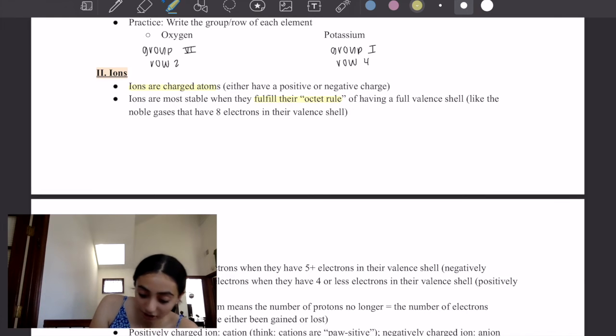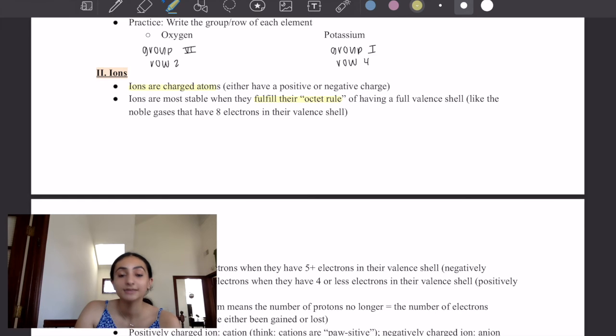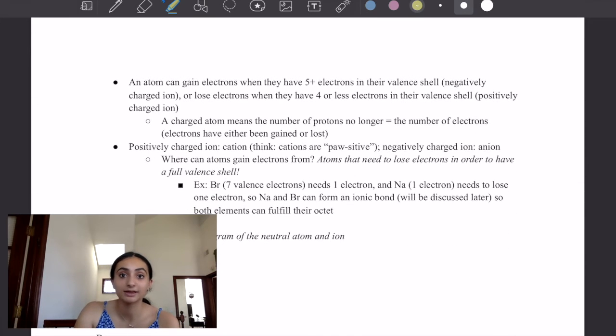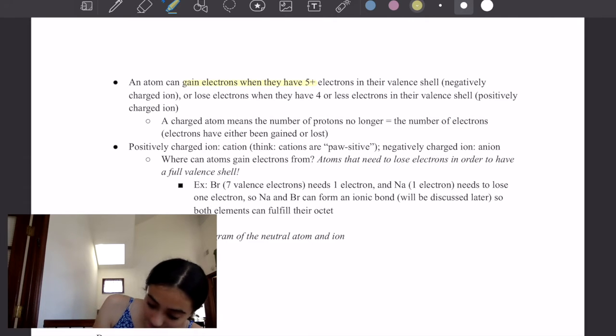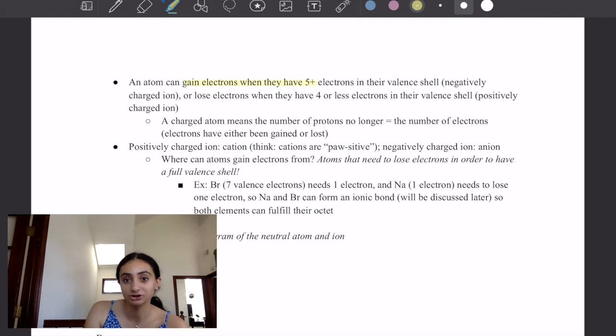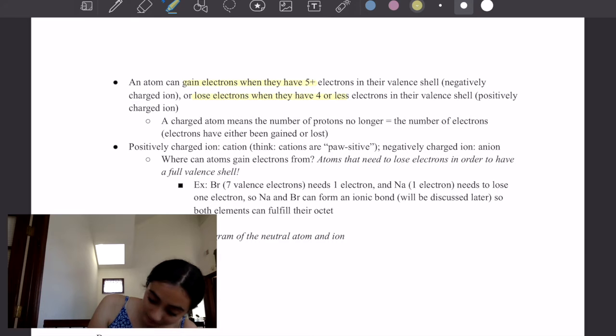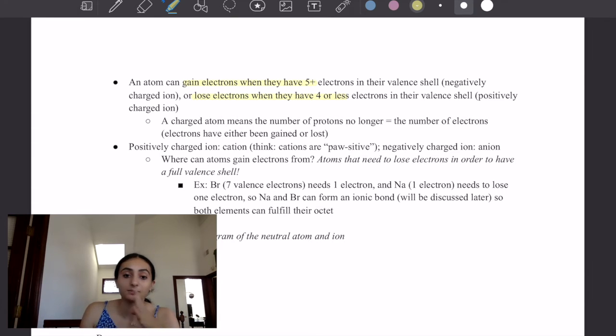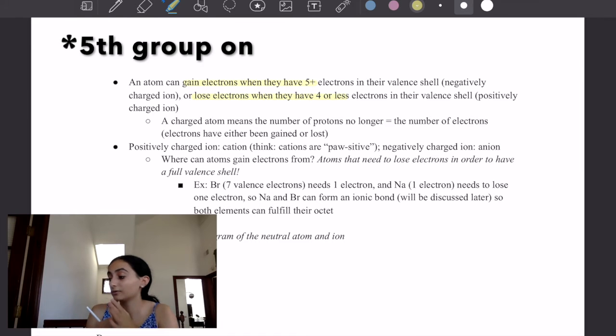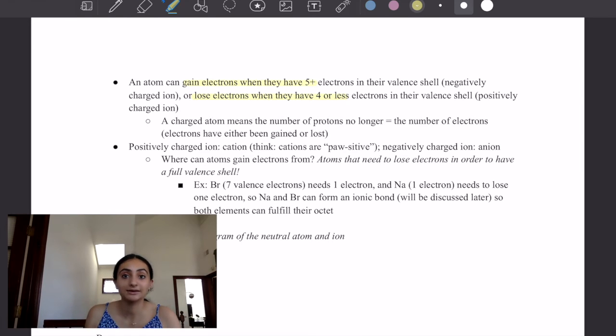So ions just have a charge because they gain or lose electrons in order to fulfill that octet rule and get to 8 electrons in their valence shell. So an atom will gain electrons when there are already 5 or more electrons in the valence shell, because it's easier to gain 3, for instance, than lose 5, and it will lose electrons when there are 4 or fewer electrons already in the shell. So everything from the 4th group to the left will lose electrons, it will lose negatives and become more positive. Whereas from the 4th group on, it will gain negatives and become more negative.